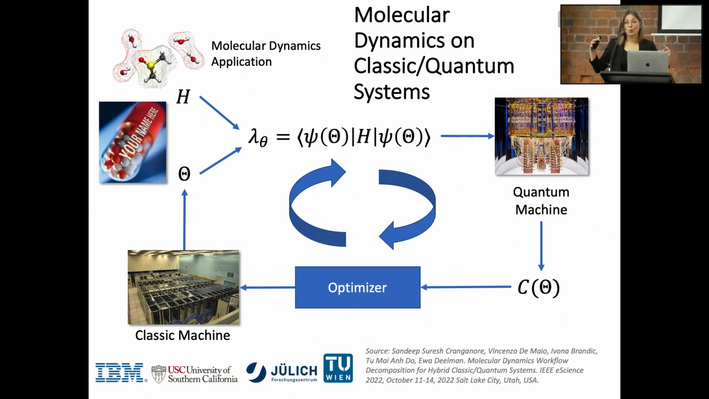And we did that. We executed and performed benchmarking of a molecular dynamics application together with a team from Eva Dillman, together with University of Southern California. We used multiple machines provided to us by IBM. We have colleagues at Jülich, and we created a test bed to benchmark molecular dynamics application on a hybrid HPC environment where pieces of the code are executed on the quantum machine and other pieces of the code are executed on a classic machine. Why am I showing that?